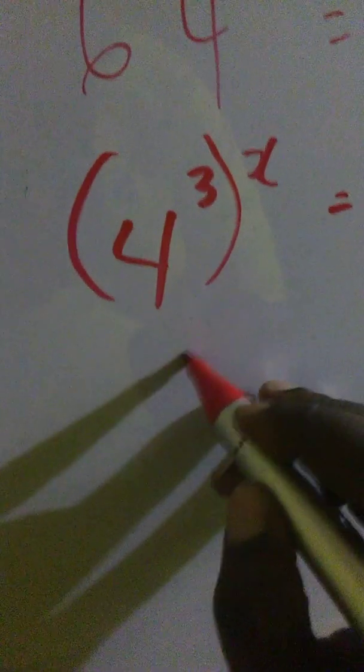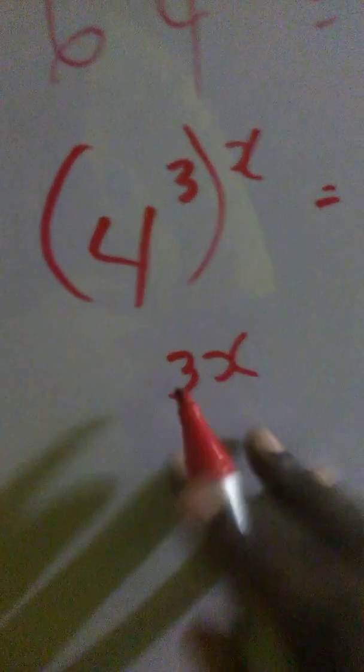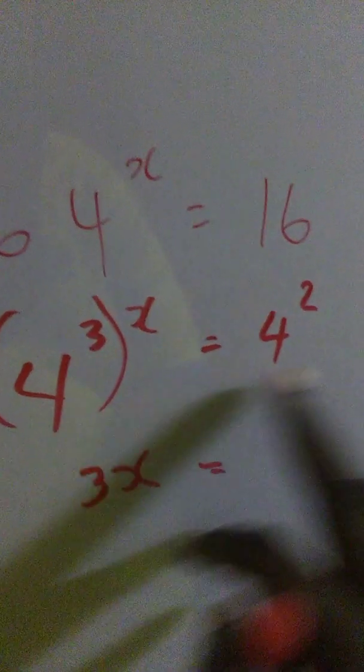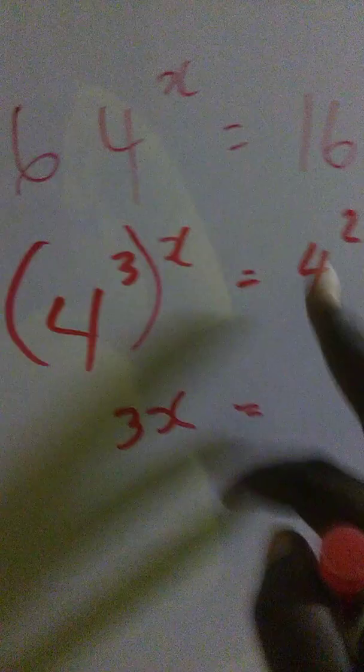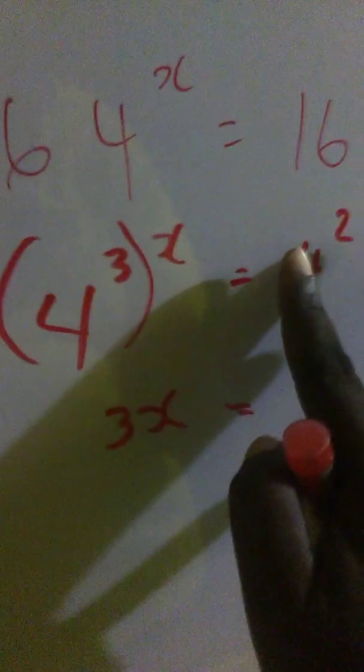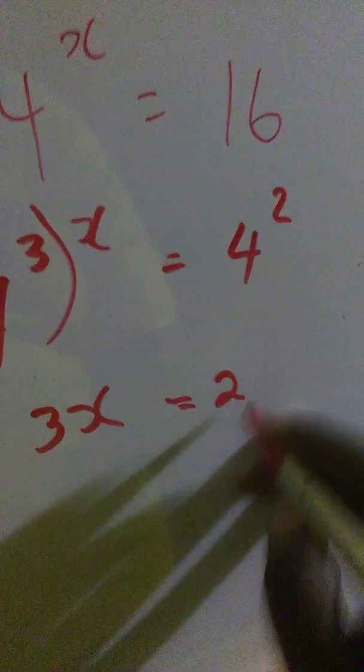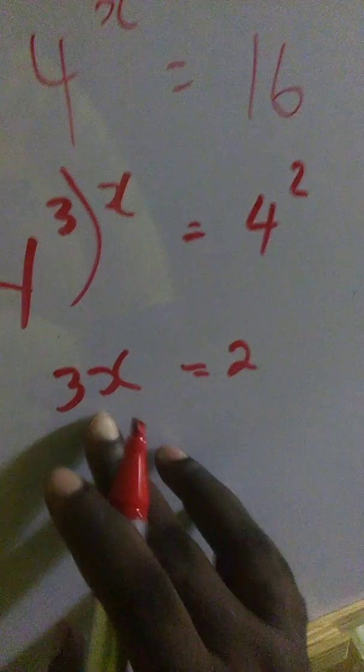So I'll get 3 times x, or 3x, is equal to, and because remember I said that if the bases are the same, I ignore the bases and just work with the powers alone, I get 3x equals 2. Now I can easily solve for x.